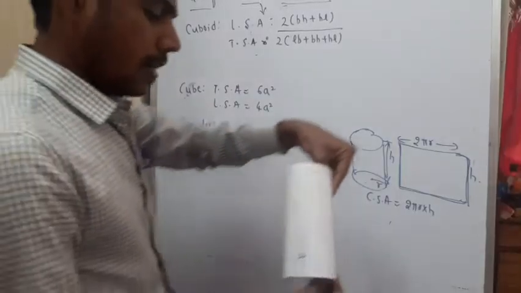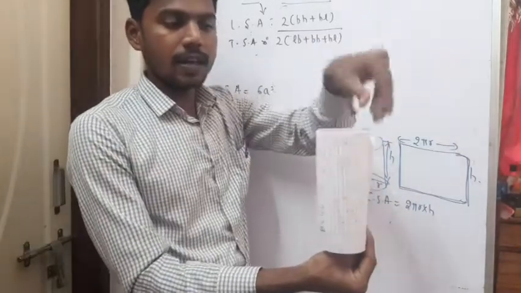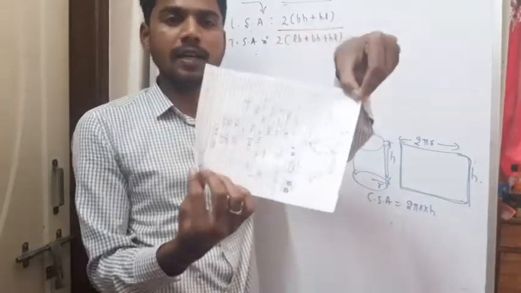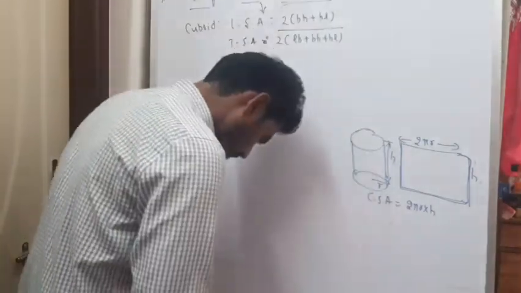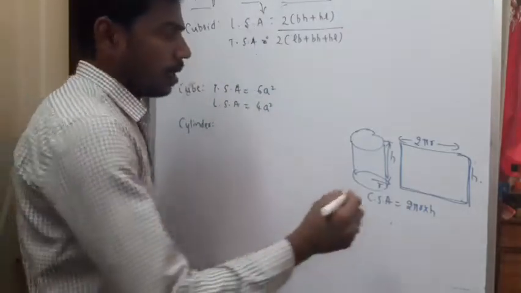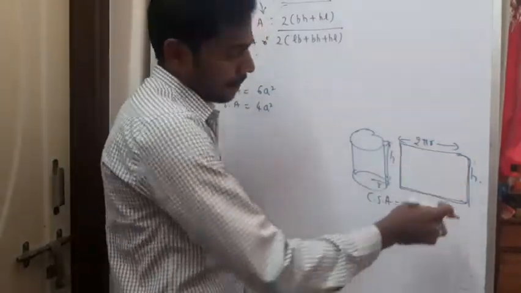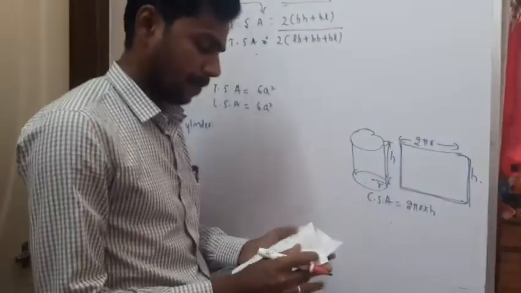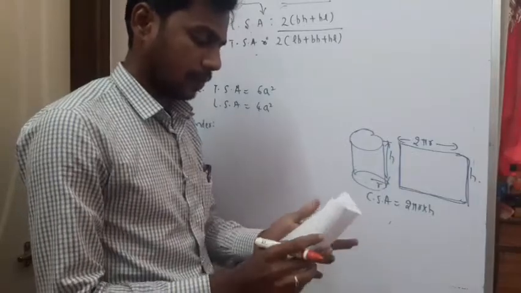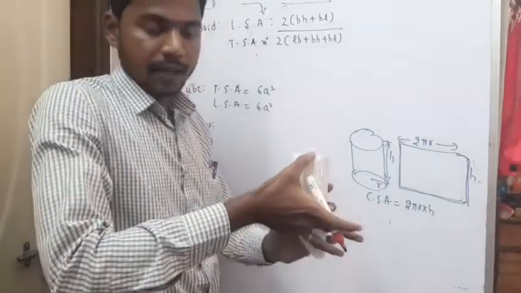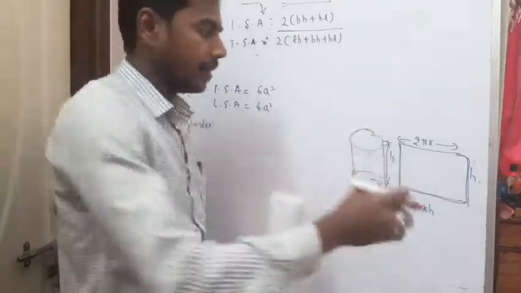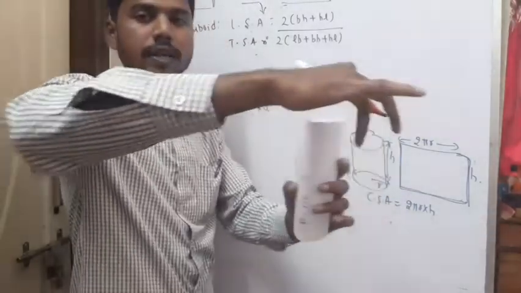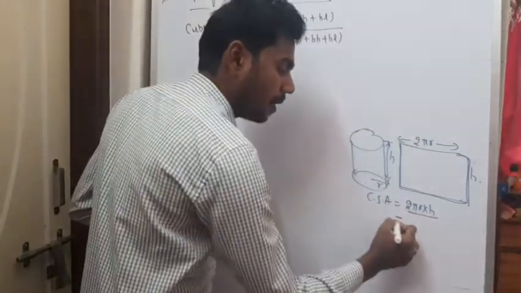Now see, this is a cylinder and the top and bottom are circular in shape. If I cut this open, it will become a rectangle. See. Now, this is 2 pi r and this is the height. So if this is the height and this is the length 2 pi r, this will be the curved surface area, 2 pi r into h.